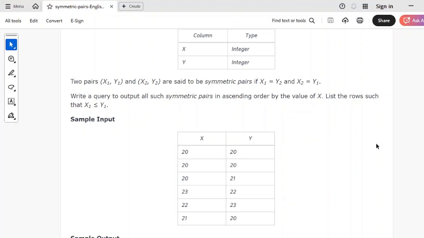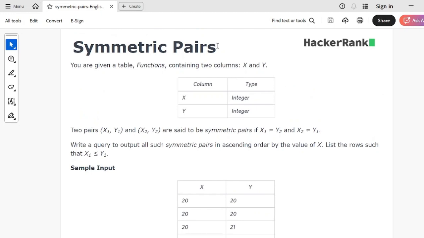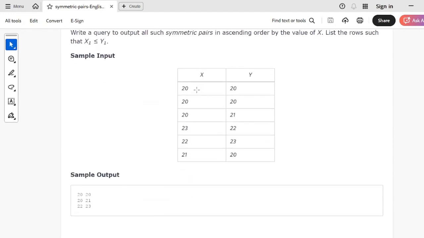Question: HackerRank SQL important questions. Today we'll be discussing symmetric pairs, and the requirement is simple. We have to find those pairs in which the x of this table, this is the x1, the first record, x1 20 is equal to the y2, and y1 will be equal to the x2. If any record is satisfying this condition, then it is considered as a symmetric pair.